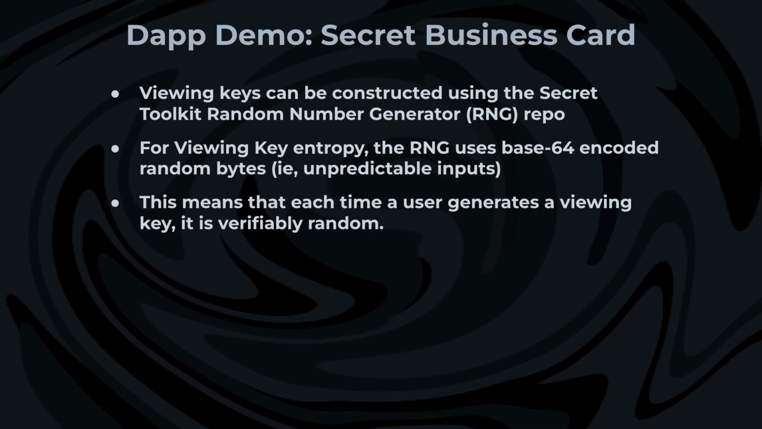But part of this toolkit that we're going to be using is this random number generator. And this is how we're able to create these viewing keys and have this unique access on Secret Network. So yeah, each viewing key needs entropy, and we generate that entropy using Secret Network's RNG generator.